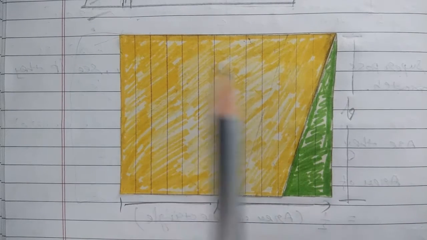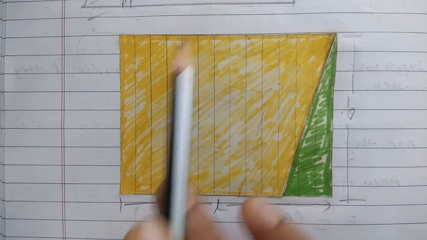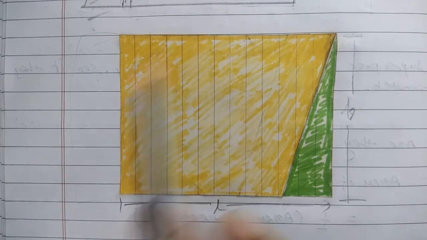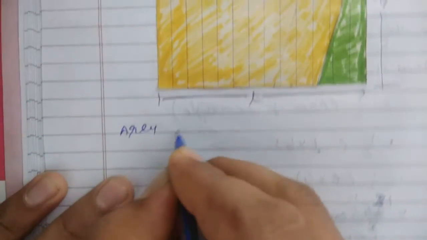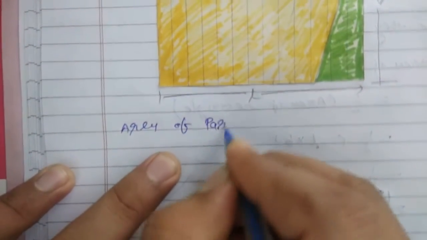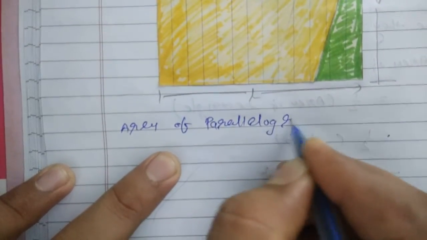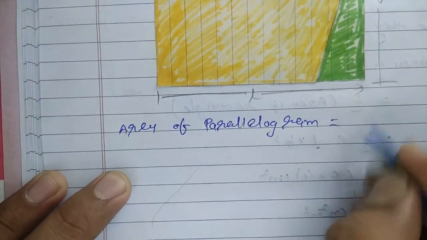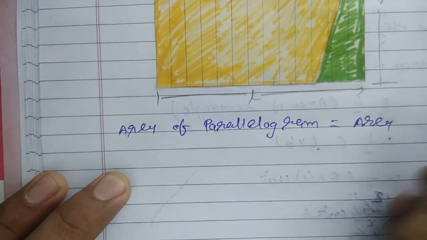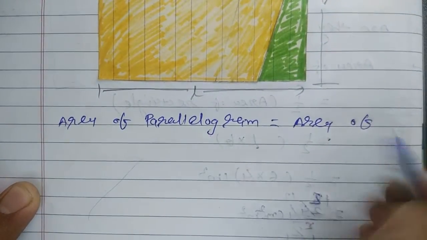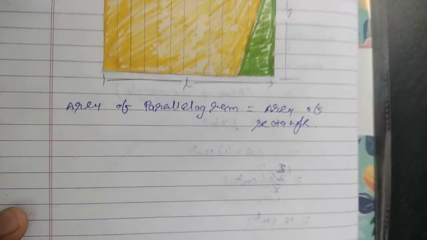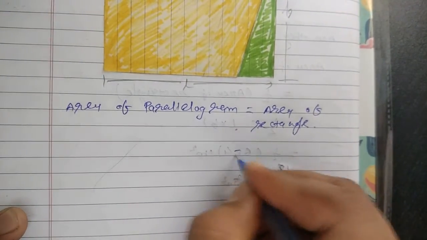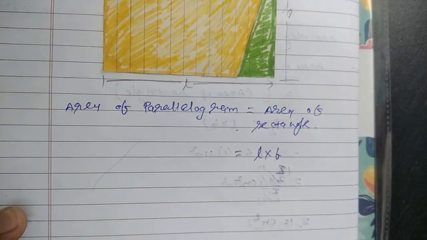So that's why the area of the parallelogram and the area of this rectangle which is made from the parallelogram are equal. So here we will write: area of parallelogram is equal to area of rectangle. Now what is the area of a rectangle? That is nothing but length multiplied by breadth.